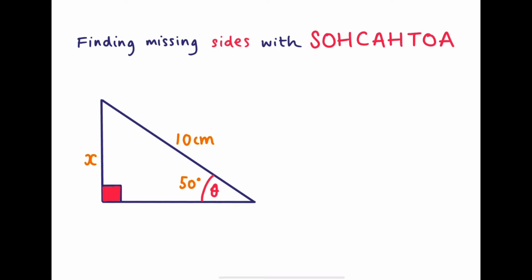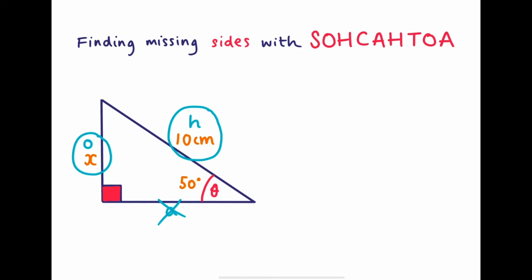First step is to label the sides of the triangle, the hypotenuse, opposite and adjacent. To revise how to do this, check out the previous video on labelling the sides in a right-angled triangle. Next, we cross out the side that's not being used, in this case it's the adjacent side, and we circle the two sides that are involved, in this case the hypotenuse and the opposite. Again, to revise how to do this, check out the previous video.